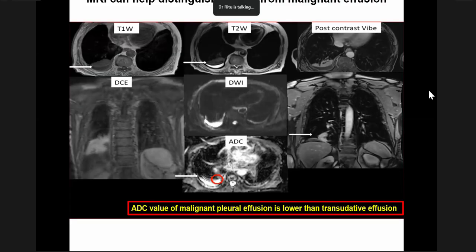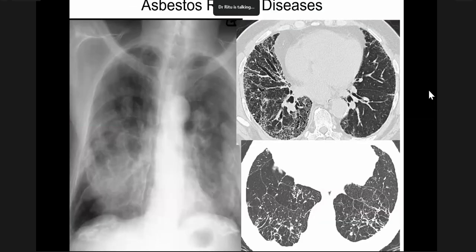There's a lot of work ongoing in which people have used quantitative ADC values to differentiate transudative from exudative effusions. And if you know the ADC value of a tumor, you can also correlate the effusion or the lesion to a certain histopathology. Asbestos gives you asbestos related.